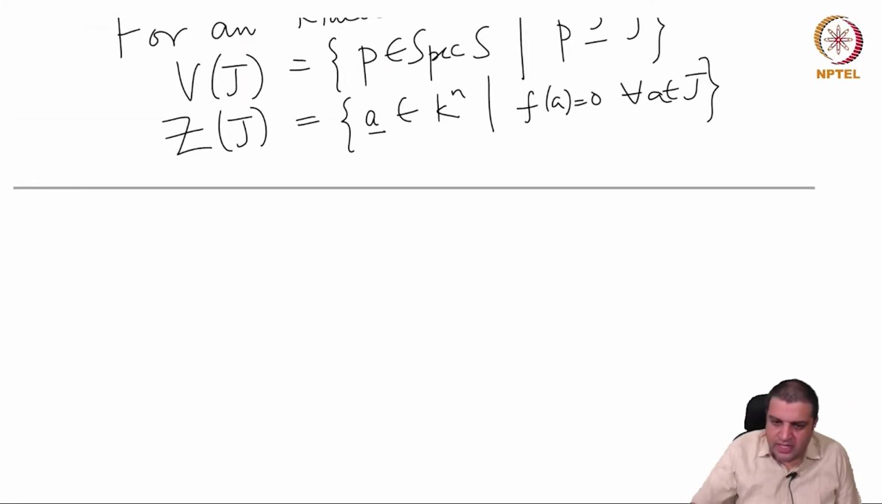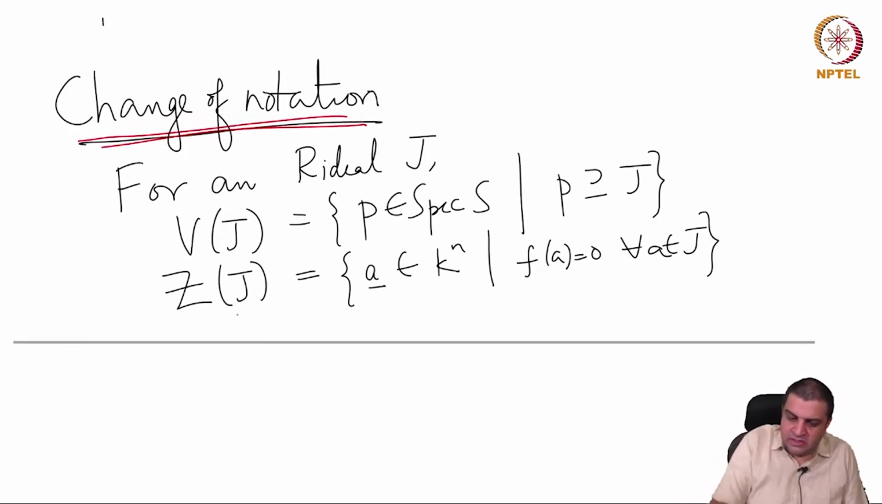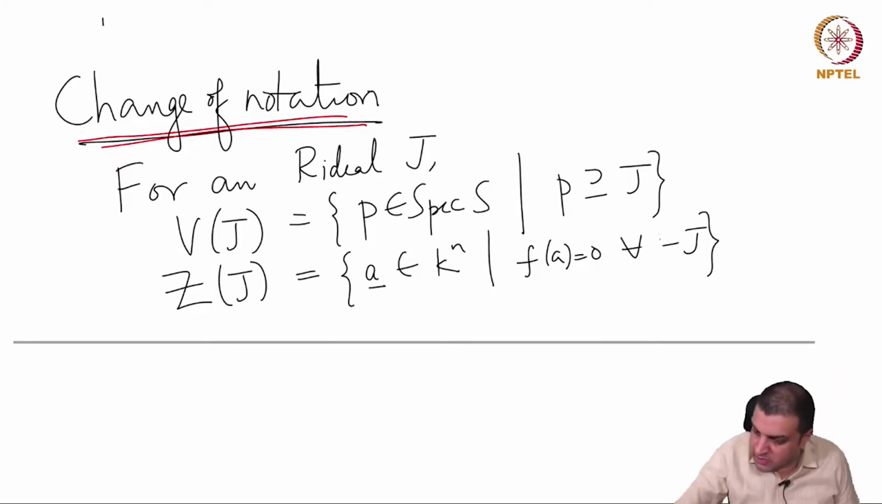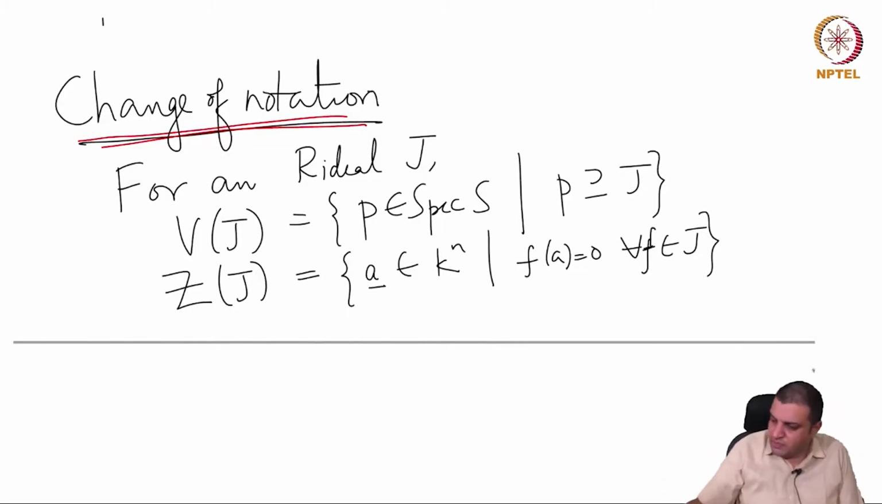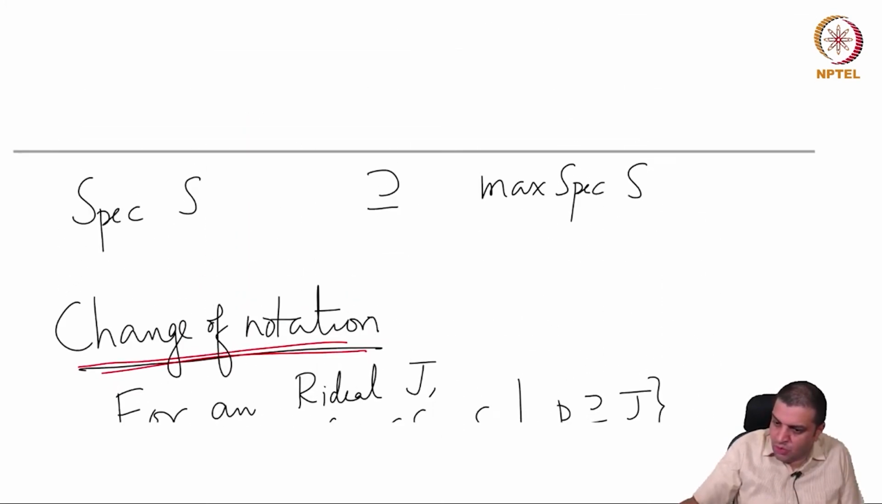Okay. So just again, this is the set of primes containing J, all of them, and this is the set of points at which every element F of J vanishes. Oh, sorry, this is for every F in J vanishes.